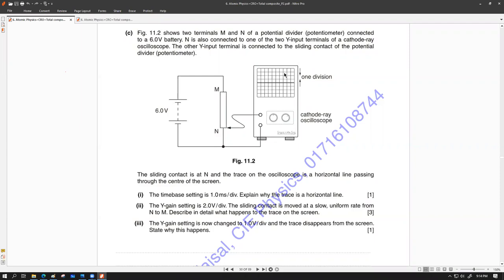The Y-gain setting is now changed to 1 volt per division. The trace disappears from the screen. State why this happens. How do you answer this one?